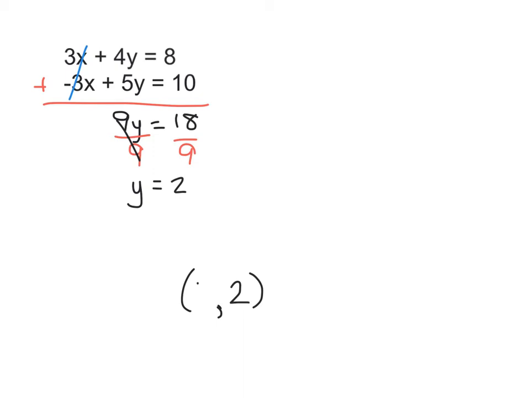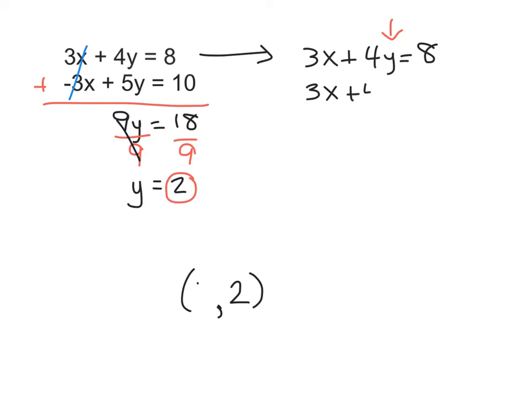And now we need to find our x value. Again, it does not matter which equation you choose from the beginning of the problem. I'll go ahead and choose the first one again. 3x plus 4y equals 8. We are going to take this 2 and we're going to put it in for y this time because it is what our y value is. So 3x plus 4 times the y value, and the y value is 2, equals 8. All right, so we have 3x plus 4 times 2 is 8 equals 8.